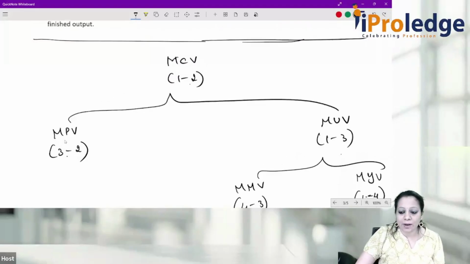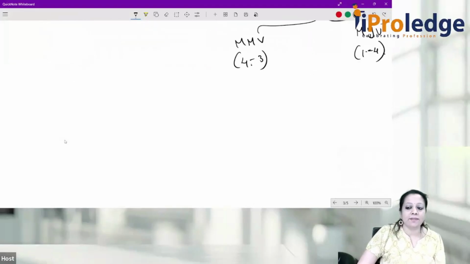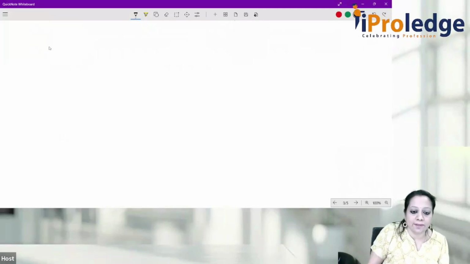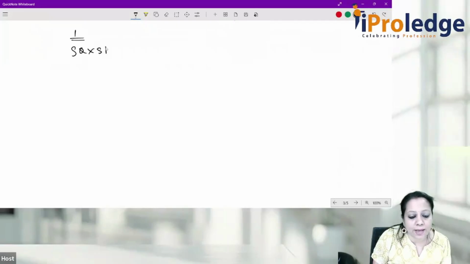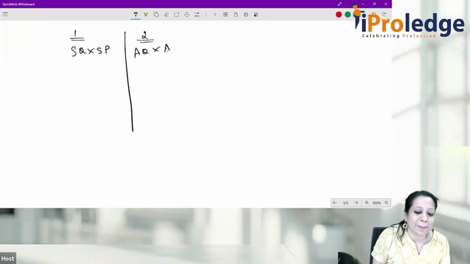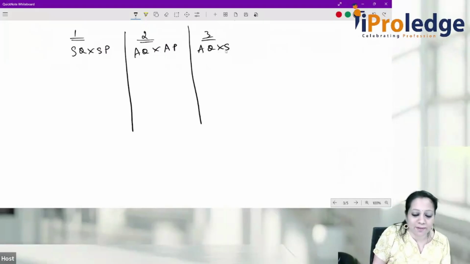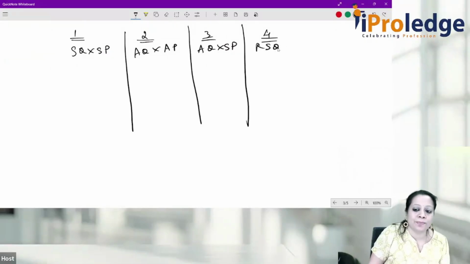Now we will keep this chart. We will fill in all the blanks and then we will come back. So 1 is going to be SQ into SP. 2 is going to be AQ into AP. 3 is going to be AQ into SP. And the fourth one is RSQ into SP. If you write RSQ or RAQ, that is completely fine.